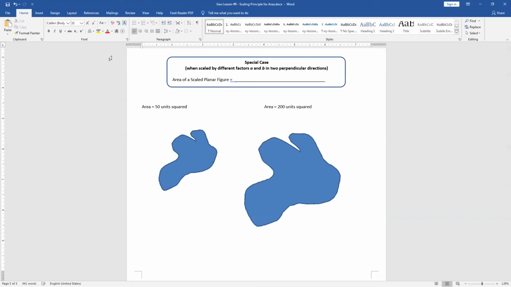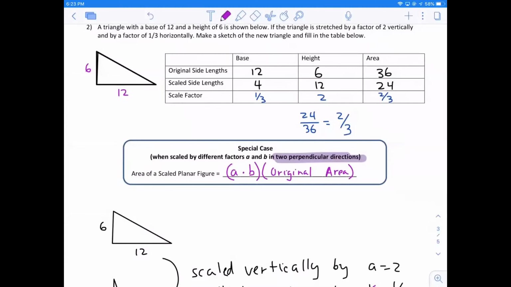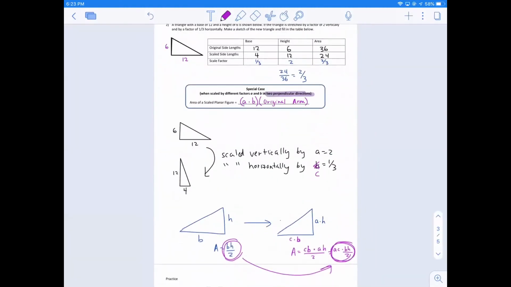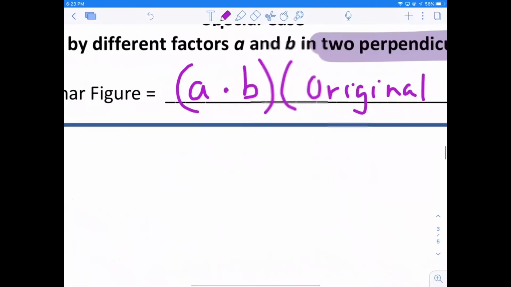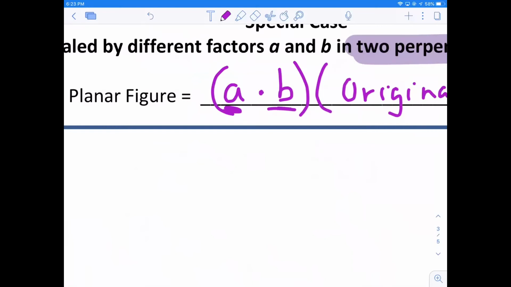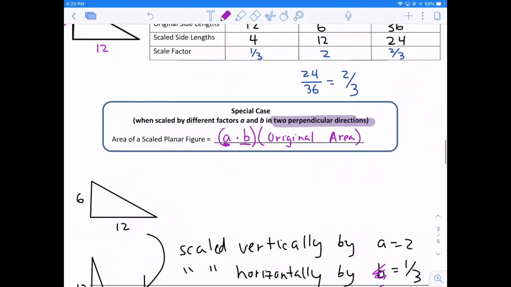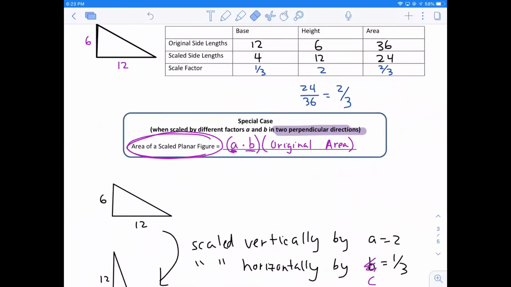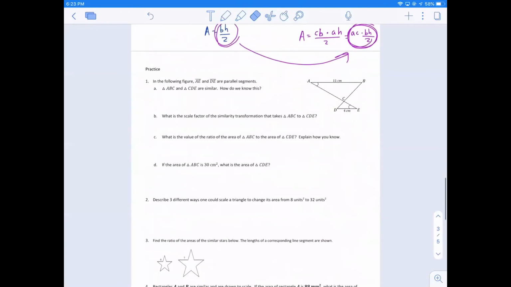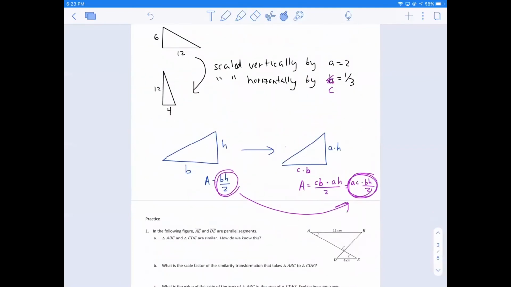So I'm going to go back to the iPad now, and hopefully that helped with what we said about 2 perpendicular directions. It's a very simple concept. It's just however much we scale in one direction times the amount we scaled in the other perpendicular direction times the original area is going to be the new area of the scaled figure. All right, cool. So let's practice using some of these ideas.